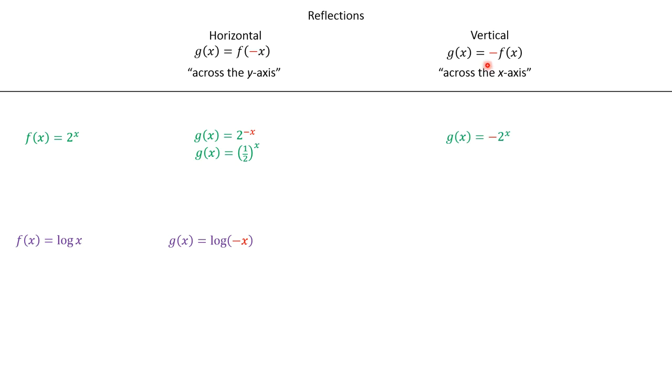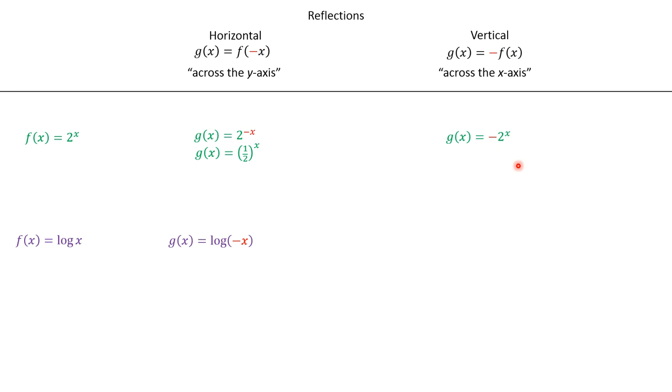For vertical, we just go negative 2 to the x. Nothing really happens except, again, it switches the range. 2 to the x is always going to be a positive number. So our range for an exponential is y is greater than 0. Well, then we slap it with a negative, and now it's y is less than 0, because all the numbers will be negative.